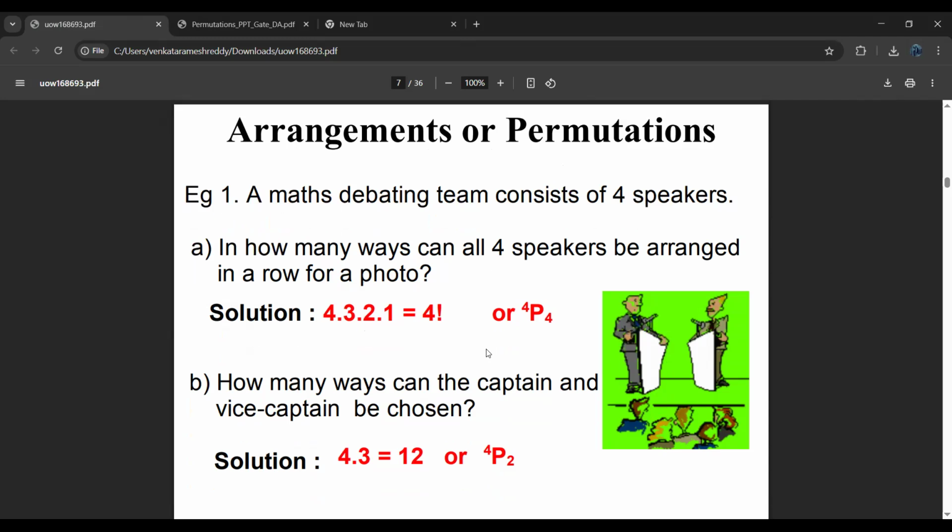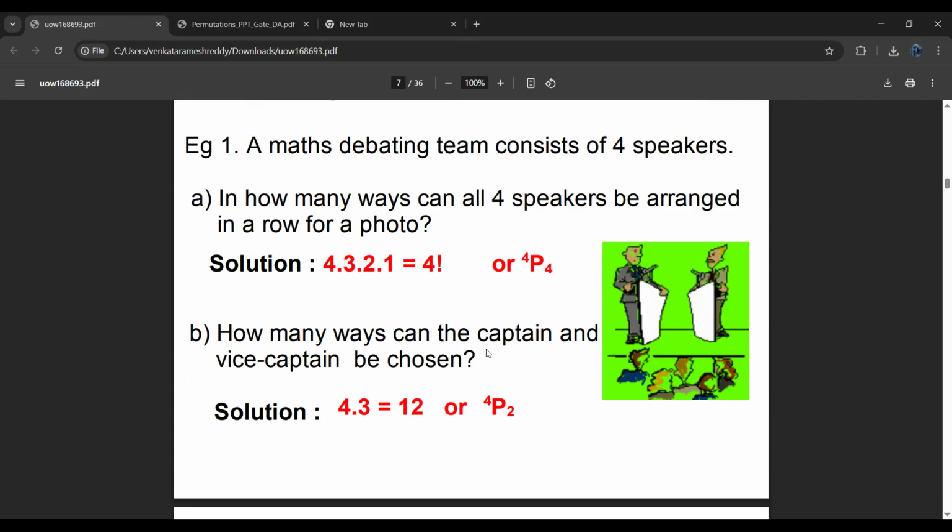Next one. How many ways can the captain and vice captain be chosen? For a team, there will be one captain and one vice captain. So out of four members, we need to choose one captain and one vice captain. It means out of four, we have to choose two people. So that is 4P2, which is equal to 4 into 3, equal to 12. Like that, we have to go.